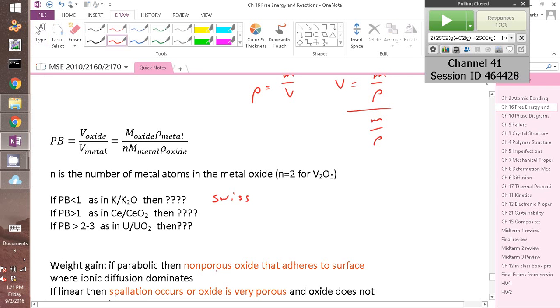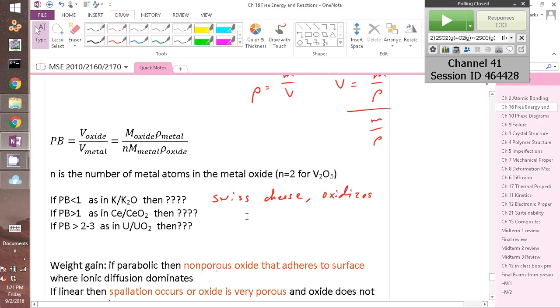So does that mean that the metal atom is too big or too small to accommodate the oxygen? It's the volume, not just the volume of the metal ion, it's the volume of the oxide itself. It means that the volume of the oxide is smaller proportionally. When you compare the number of metal atoms in both of them, it's too small. If it's greater than 1, what would happen?